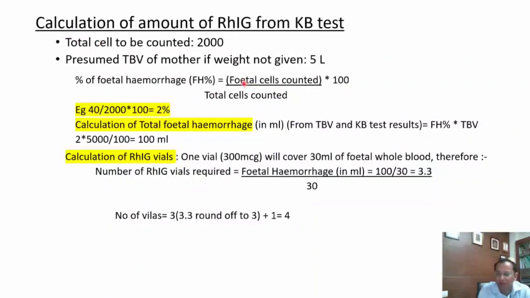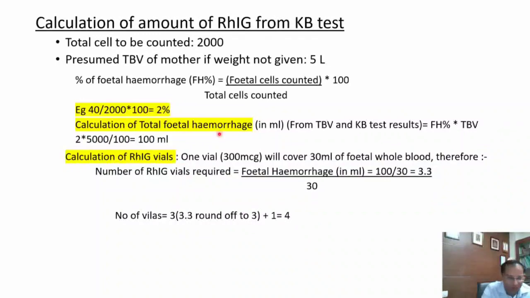That is, suppose it is 40 fetal cells out of 2000 cells that you have counted, multiplied by 100, you get a percentage, and that percentage is 2% here. Once you have the percentage, you have to know the actual total fetomaternal hemorrhage. What is the hemorrhage in ml that has taken place?